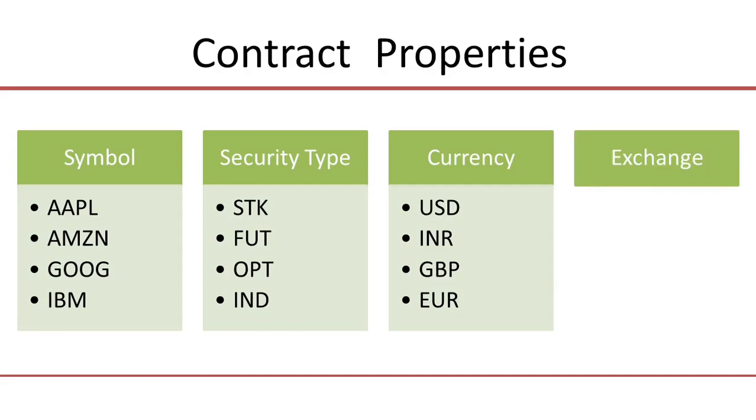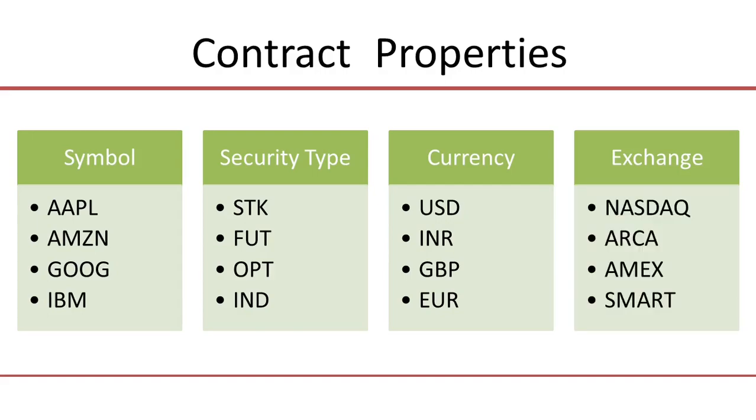Then next property is the destination exchange. So it could be NASDAQ, it could be ARCA, Amex, or we can specify SMART. So if we specify the exchange as SMART, then what IB will do is it will route our order to the specific exchange that gives us the most favorable price. Now let's go to TWS and see how we can look at the properties of the contract.